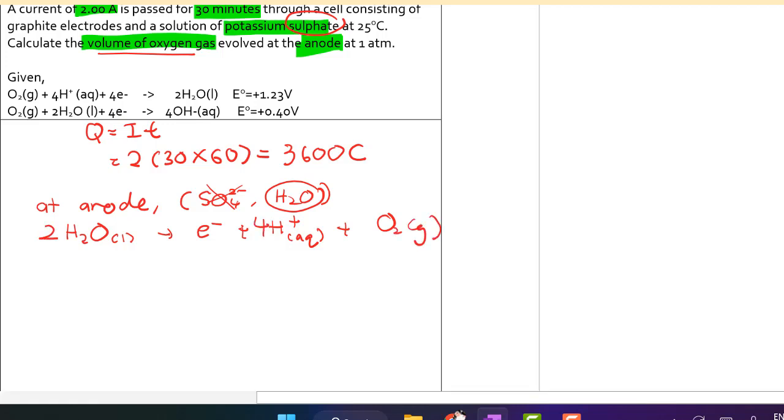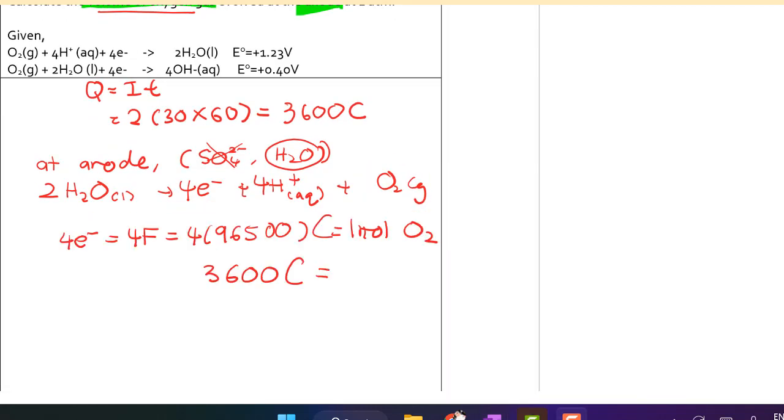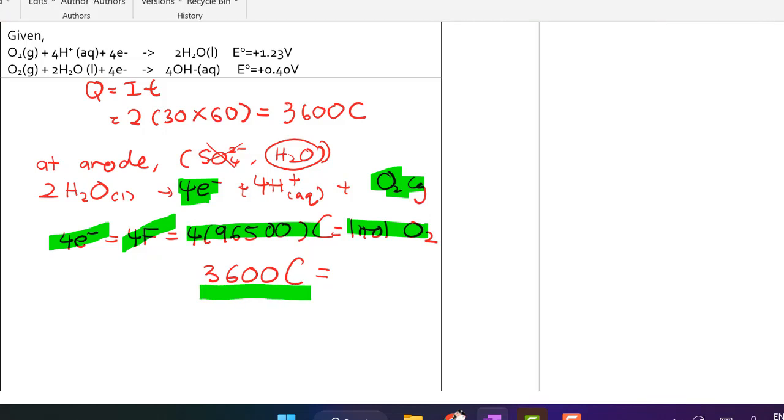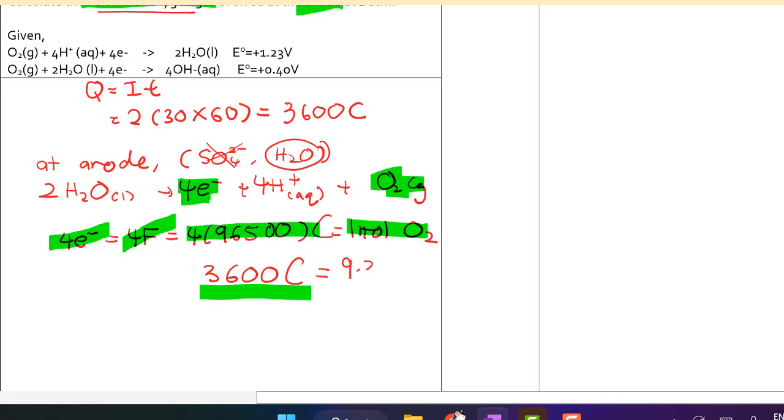If you balance this, theoretically 4 moles of electrons, equivalent to 4 Faraday, will produce 1 mole of oxygen gas. So the anode releases 4 moles of electrons to produce 1 mole of oxygen gas. But in this experiment, you only supply 3,600 coulomb. So 3,600 coulomb will produce 9.3264 times 10 to the power of negative 3 mole of oxygen.